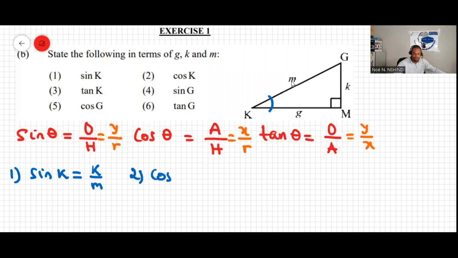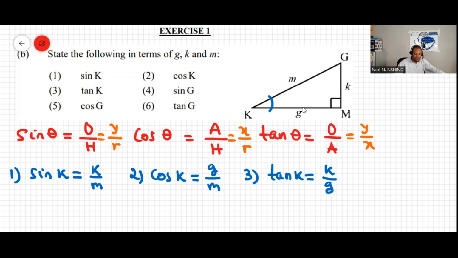Question 2 says cos of K. Cos of this angle, cos is adjacent over hypotenuse, okay? So I look at the adjacent side, which is G. If my angle is K, the adjacent side will be G, and the hypotenuse will be M. So this will be G over M. 3, tan of K will be, tan is given by the opposite side over the adjacent. So if my angle is K here, the opposite side is still K, and the adjacent side is G. So this is going to be K over G.